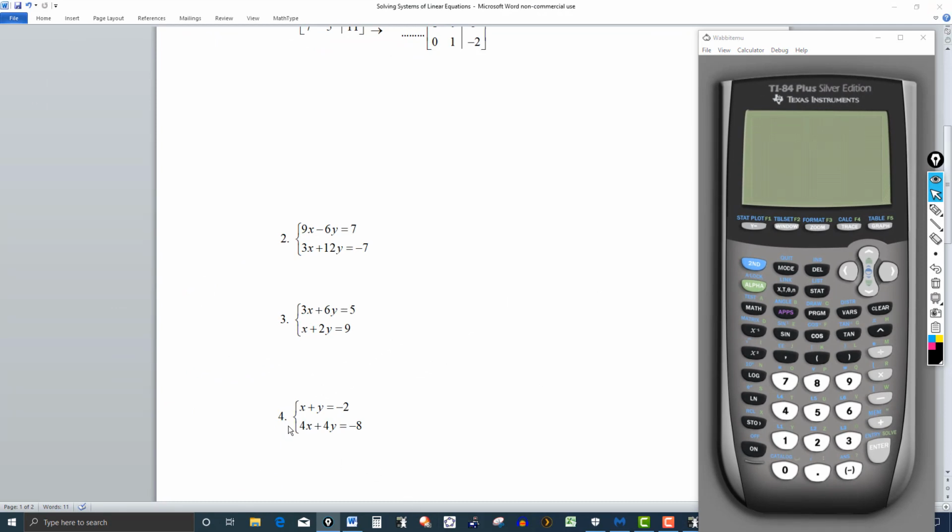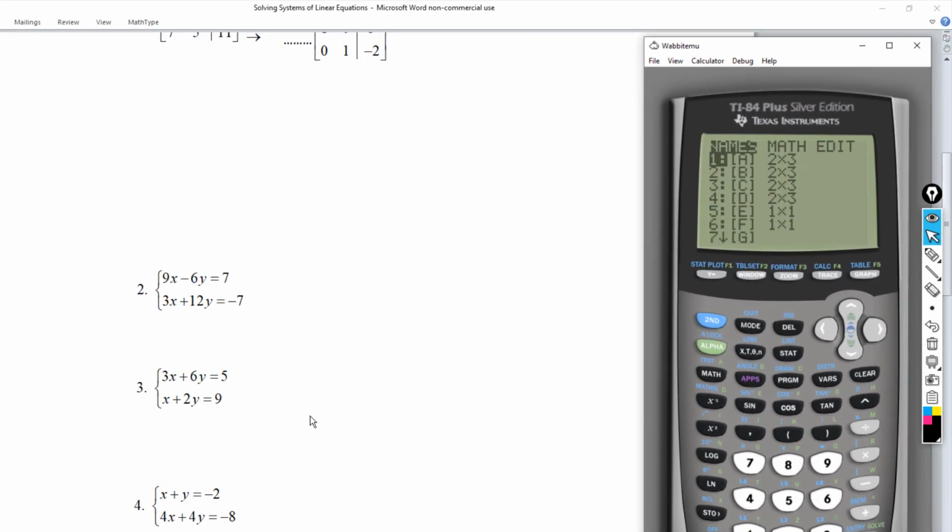Now, on number 4, again, same thing. We go to the matrix menu. And then, again, I used number 4 here. I already entered the components in the dimension, just 2 by 3. Entered the 1, the -2, the 4, and the -8. So I'm just going to go to the math menu here and solve it. Scroll down to this one here. Go to the matrix menu and select the one we use, which is D. So enter 4, hit enter.